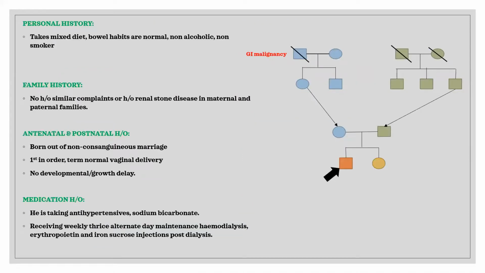Coming to the personal history, he takes a mixed diet, bowel and bladder are normal, non-alcoholic and non-smoker. Family history: no significant family history of stone disease in both maternal and paternal families. Antenatal and postnatal history are insignificant, born out of non-consanguineous marriage, first in order, term vaginal delivery. Medication history: right now he's on antihypertensive, sodium bicarbonate supplementation, weekly thrice maintenance hemodialysis with erythropoietin and iron sucrose injections.